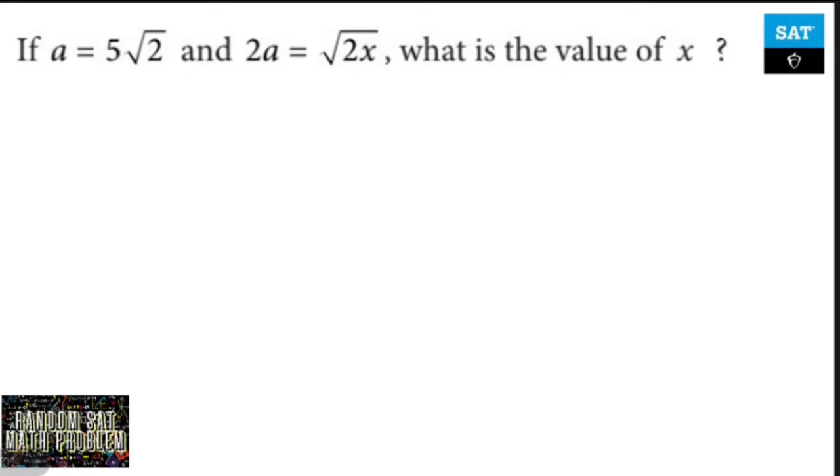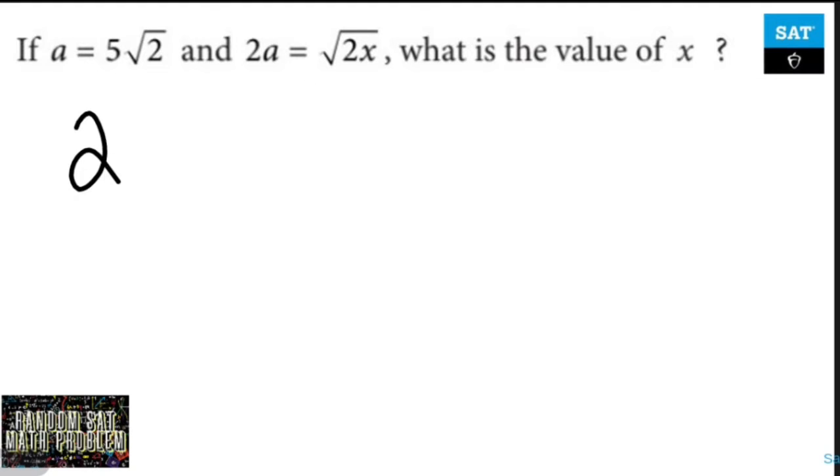If a equals 5 times the square root of 2 and 2a equals the square root of 2x, what is the value of x? All right, so a is 5 root 2, and then all of a sudden it says 2a equals blah, blah, blah. I'm just going to rewrite this second equation and substitute a with 5 root 2.